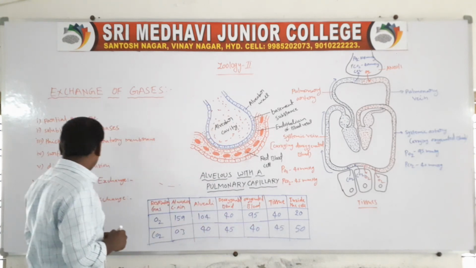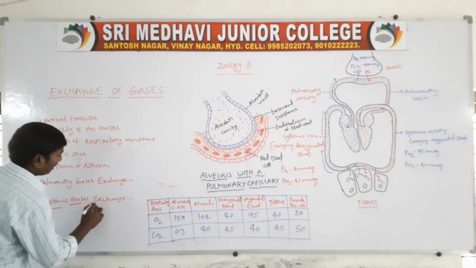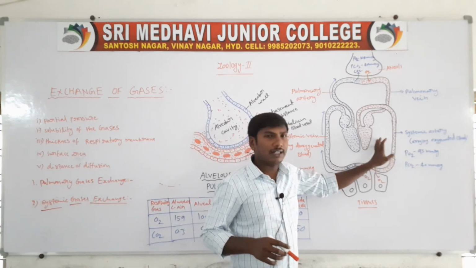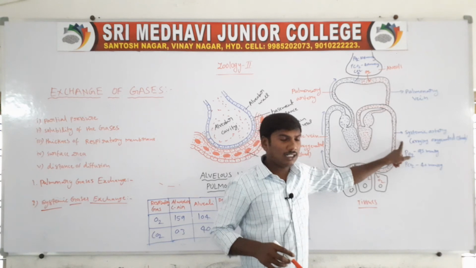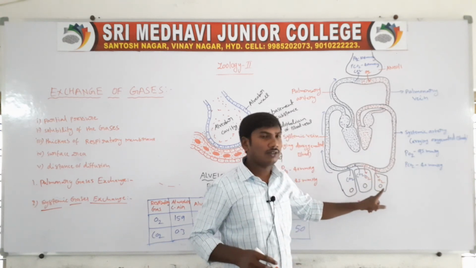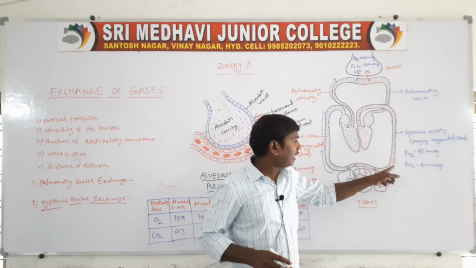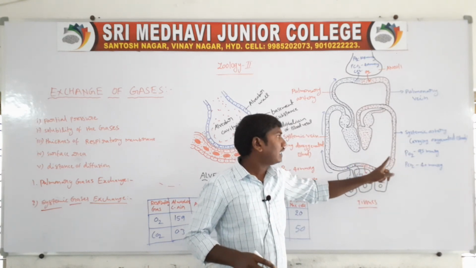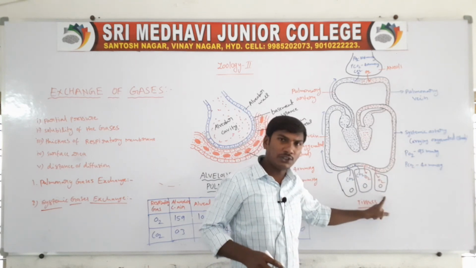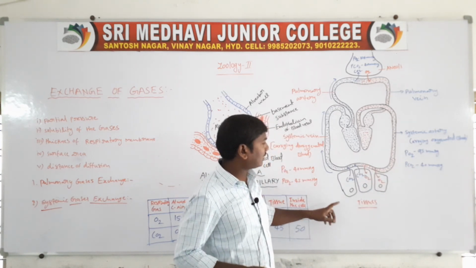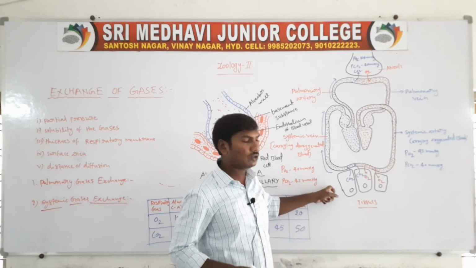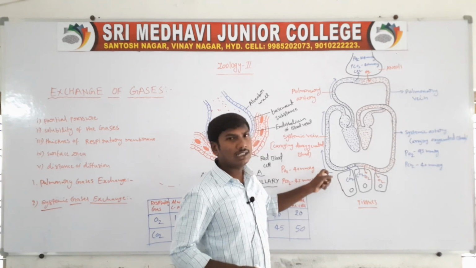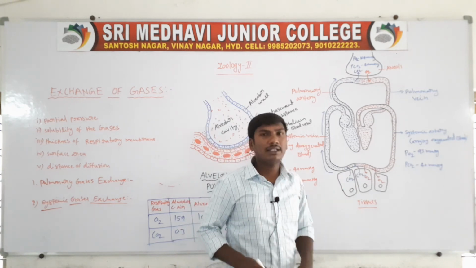Next one, systemic gas exchange. Systemic gas exchange means the oxygenated blood from the systemic artery sends oxygen to the tissues. The O2 goes from the systemic artery to the tissues. Next one, the opposite direction. The CO2 goes from the tissues to the systemic vein, which transports the CO2. So this is called the systemic gas exchange.